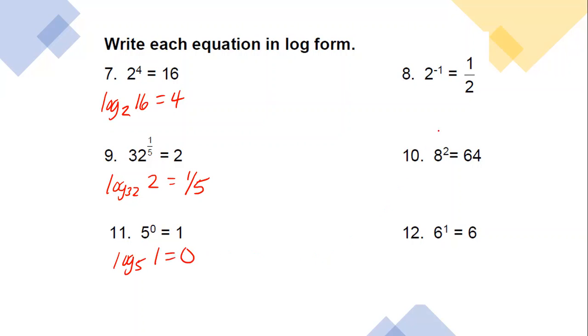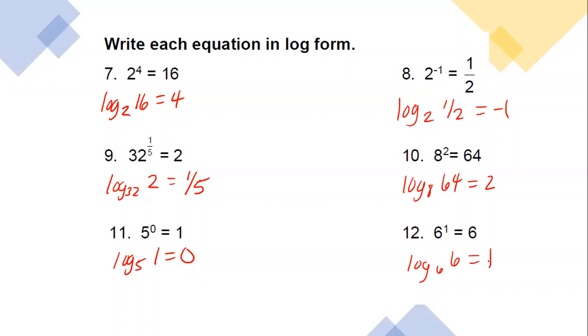Perfect. All right, quickly do 8, 10, and 12. All right, here we go. So 8, what is it? Perfect. 10. Perfect. 12. Perfect. All right, how do we feel about going back and forth between logs and exponentials? Doable? All right.